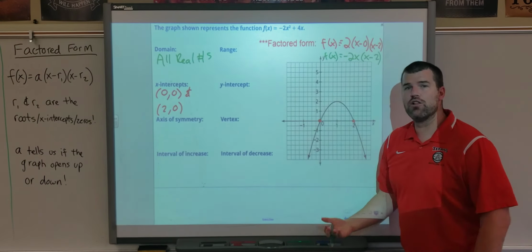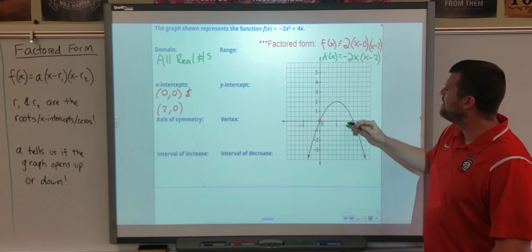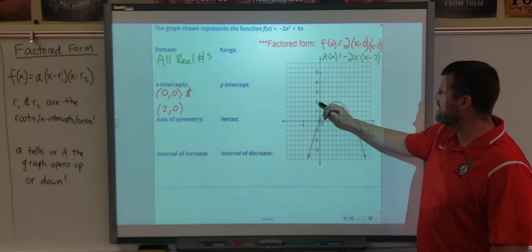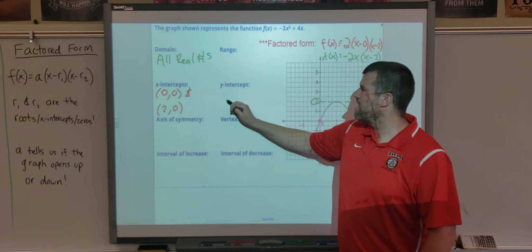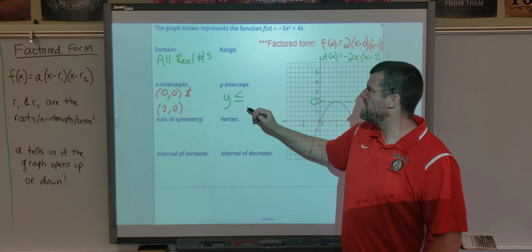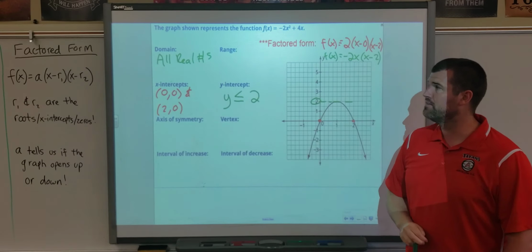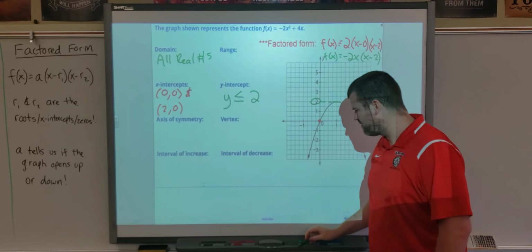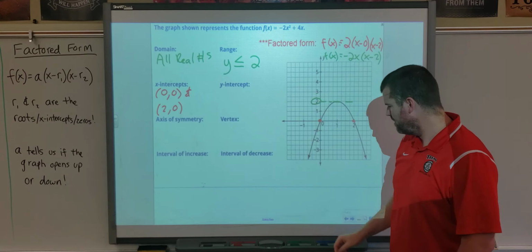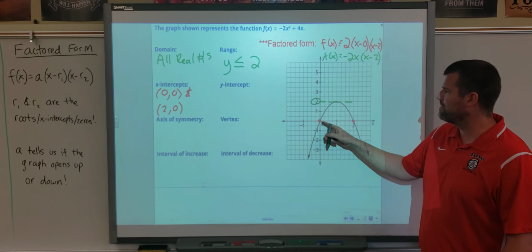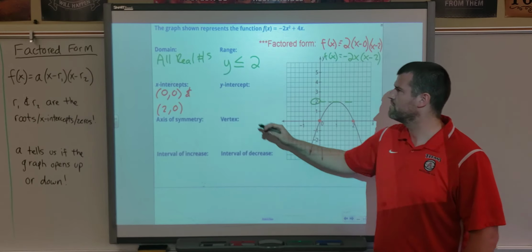The range is all of the possible y values. The highest this graph goes is right here, which is a y value of 2. So our graph is always less than or equal to that highest point of 2. Excuse me, put that in the wrong spot. Let's move that up. There we go, that's our range. The y-intercept, we just look to see where the graph crosses the y-axis, which was 0.